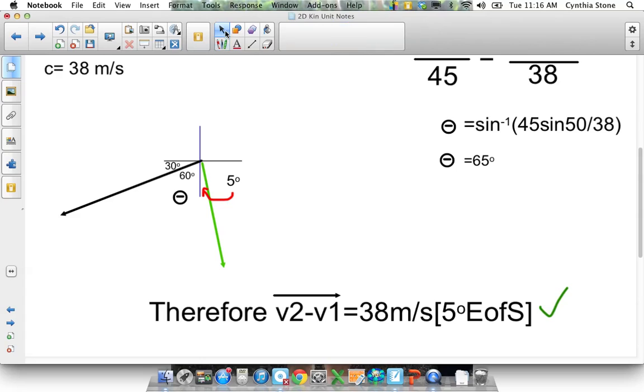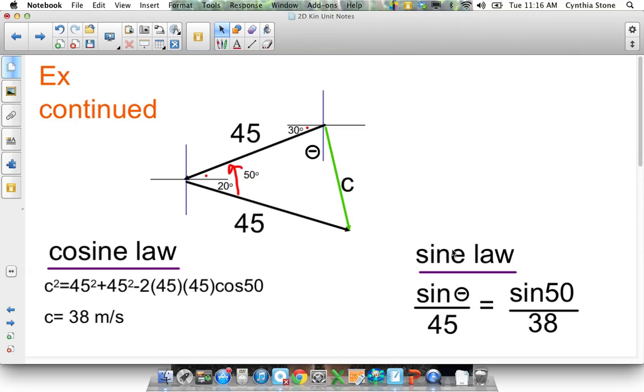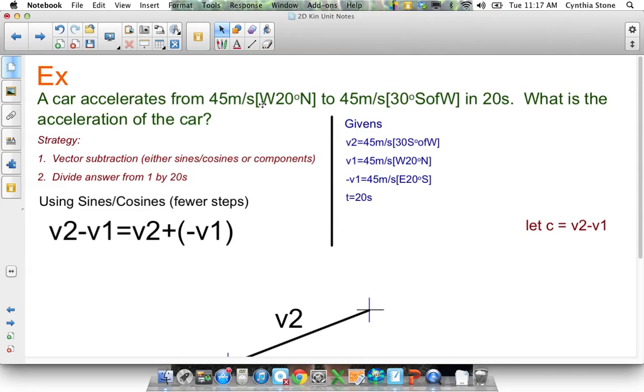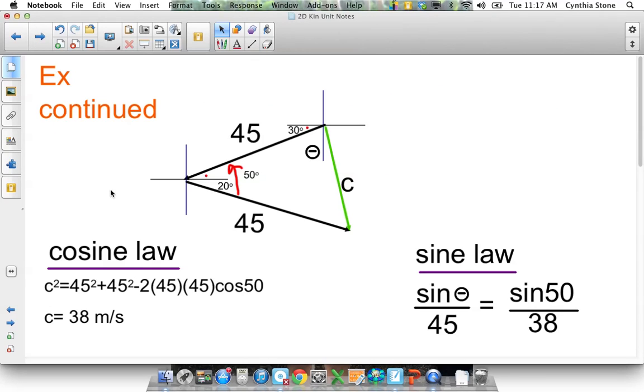Actually, that's not my final answer, I suppose. Does it make sense that the change in velocity is east of south? The initial velocity was west and north, and it ends up south of west. So it's definitely accelerating in the south direction, and if you think about it, it ends up moving a little bit more east than it started. So it does make sense. But let's keep going with the solution to get acceleration.